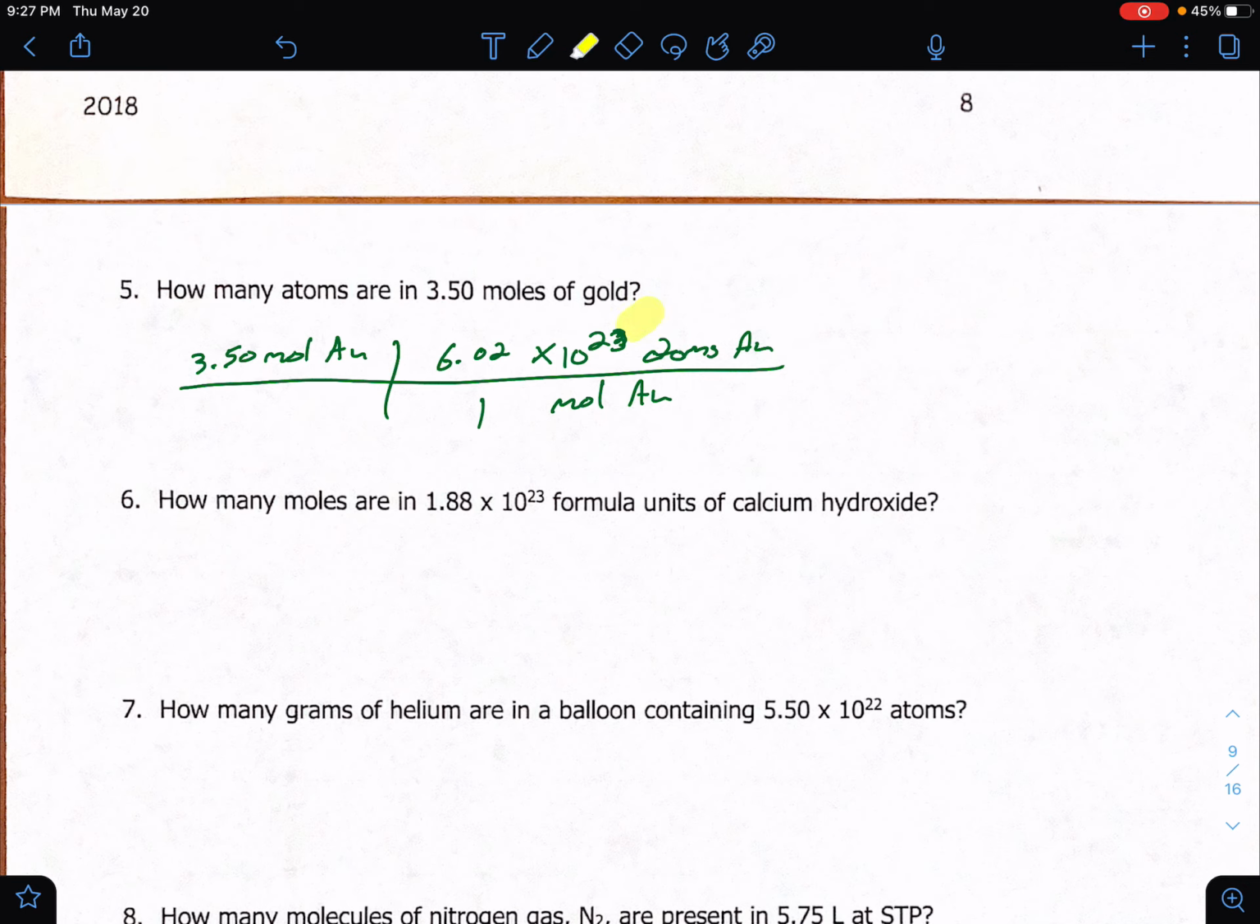Okay, so what I'm going to do is multiply the top. So just be careful with this when you put this in the calculator. I like to keep these in parentheses, just to kind of keep things tidy. And that way you don't mess up your calculator. So your number should be 2.11 times 10 to the 24th atoms.